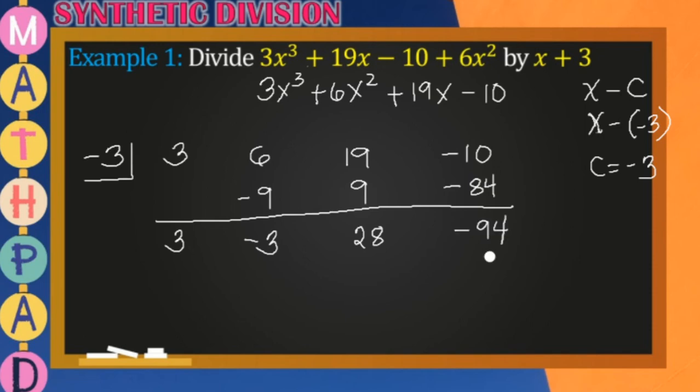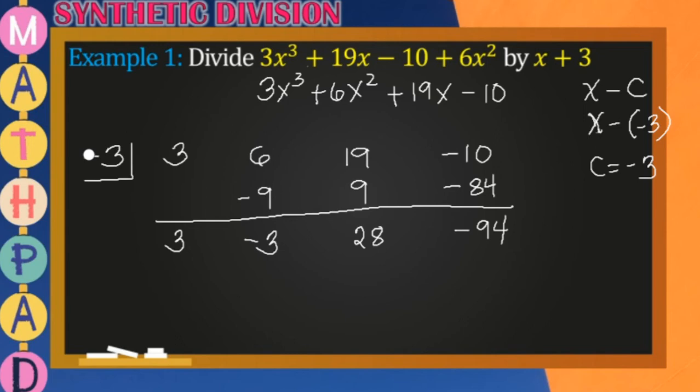Okay? Ulit. Ibinaba yung una. Diba? Then minultiply. 3 times negative 3 is negative 9. Then nag-add tayo. Diba? Then multiply again para makuha yung 9. And then add ulit. Pababa. Then multiply para makuha yung negative 84. Then add pababa. Okay. So, yung last number dito, that's our remainder. Okay. Ito yung ating remainder.